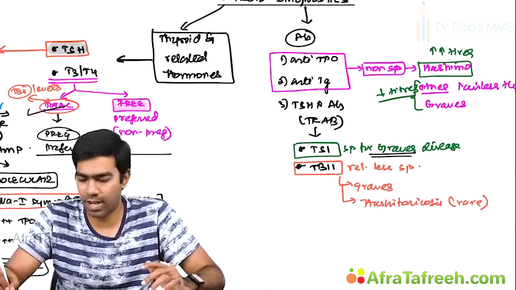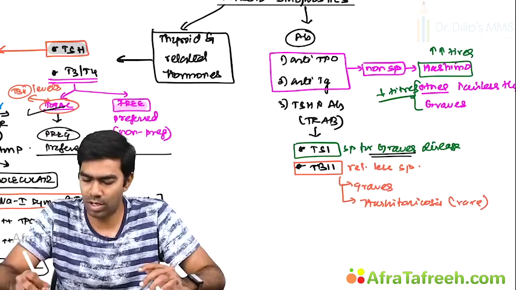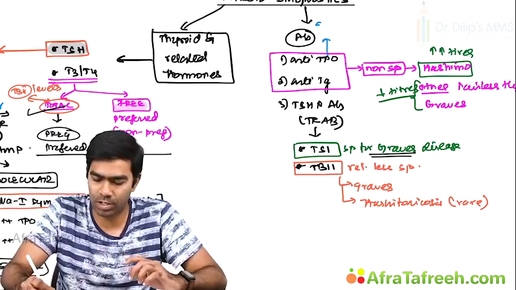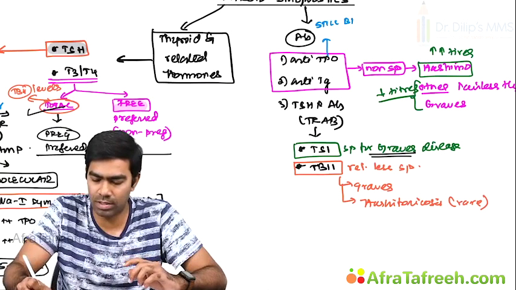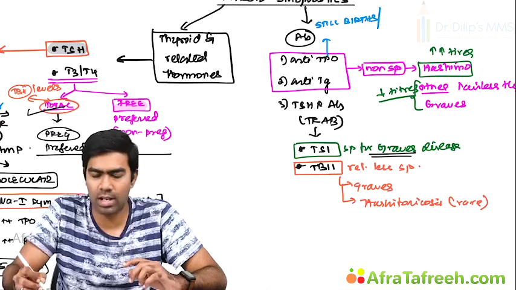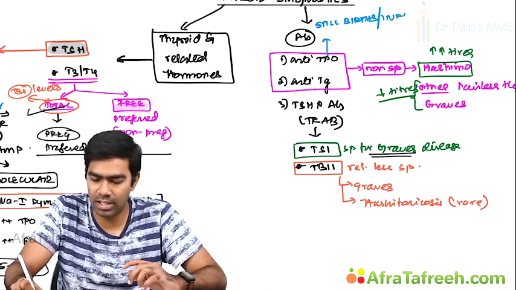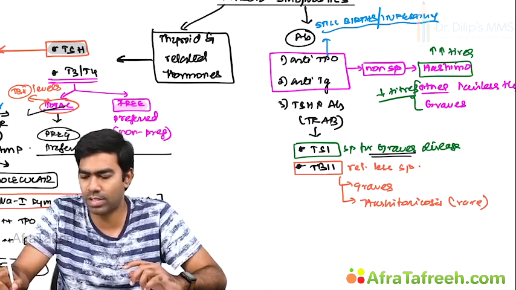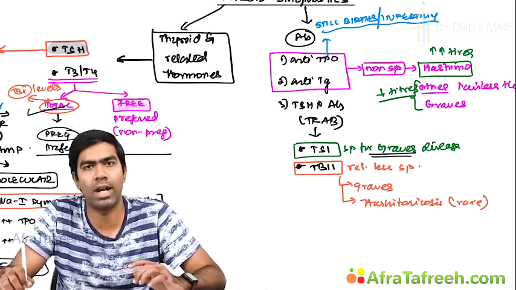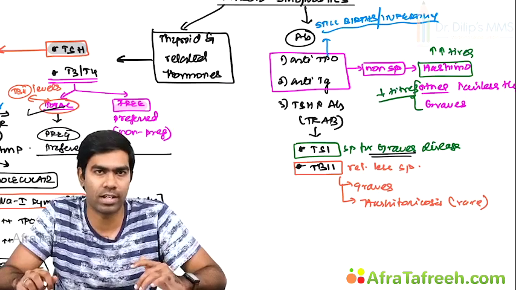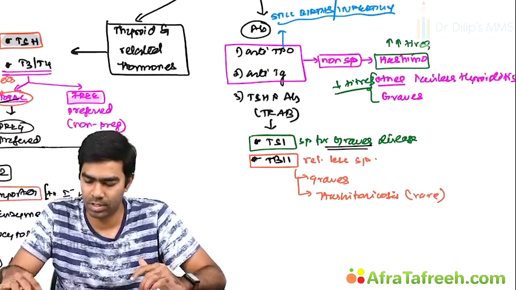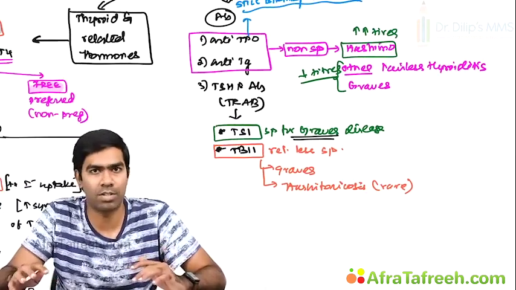One more interesting fact to know is that anti-TPO antibodies are associated with stillbirths and with infertility in the younger population. Very important point. That's why anti-TPO is one of the commonly performed antibodies in infertility clinics also. So they are associated with stillbirths and infertility. Clear? These are some of the important antibodies that you perform.